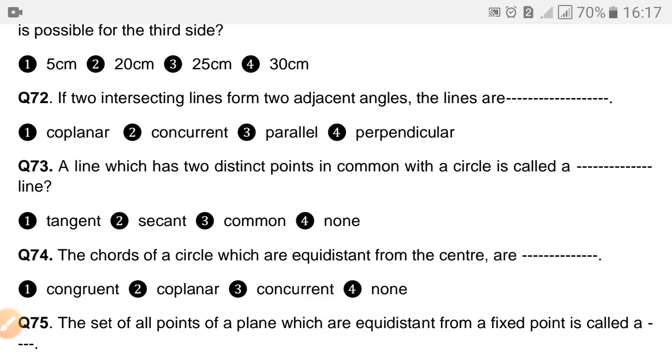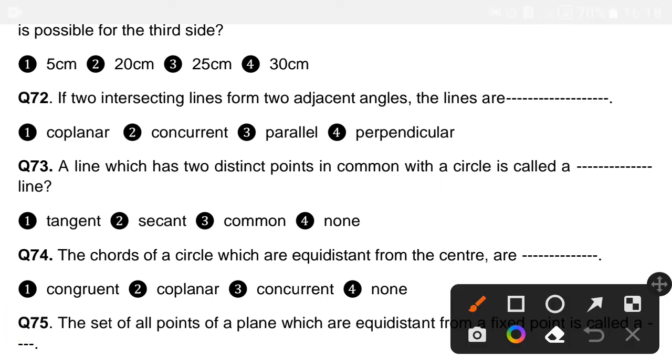Question number 72 is: if two intersecting lines form two adjacent angles, the lines are coplanar, concurrent, parallel, or perpendicular. They are intersecting lines, so they are not parallel. If they have to form adjacent angles, then these lines will be perpendicular, otherwise none of them.